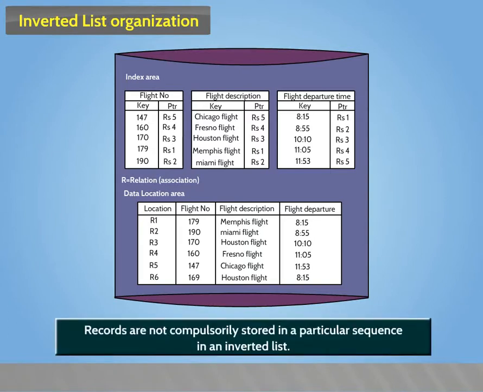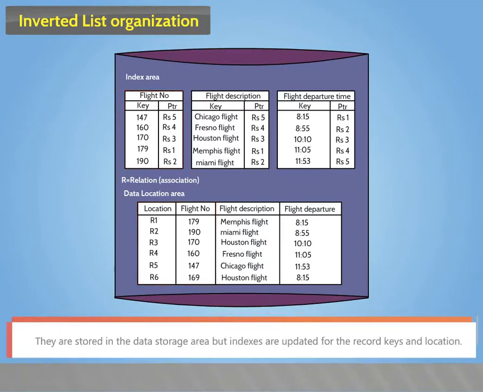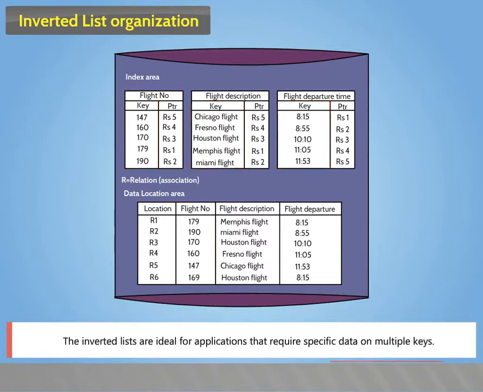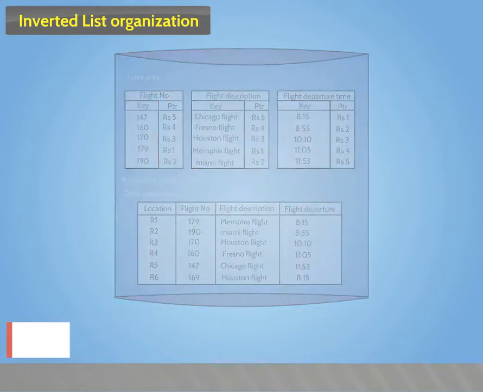Records are not compulsorily stored in a particular sequence in an inverted list. They are stored in the data storage area, but indexes are updated for the record keys and location. The inverted lists are ideal for applications that require specific data on multiple keys.